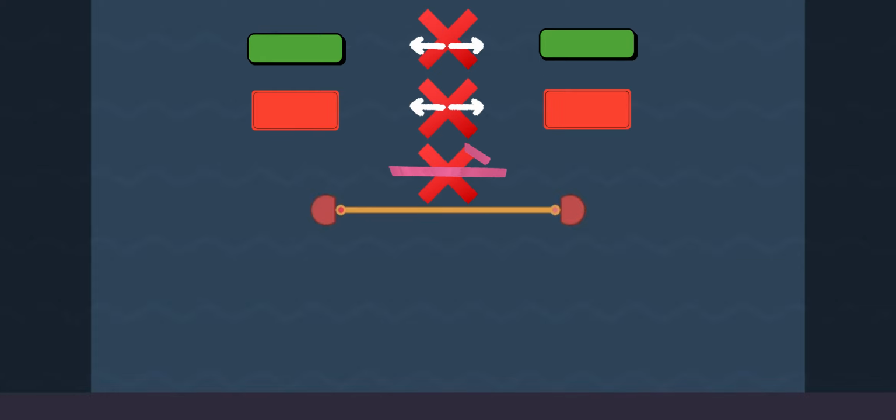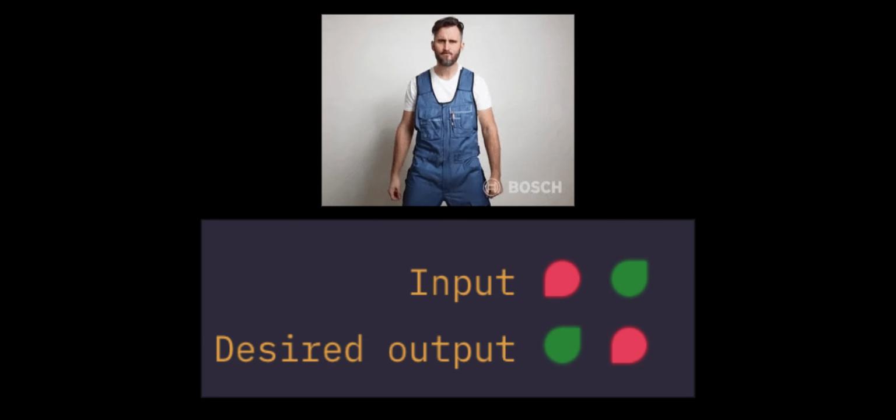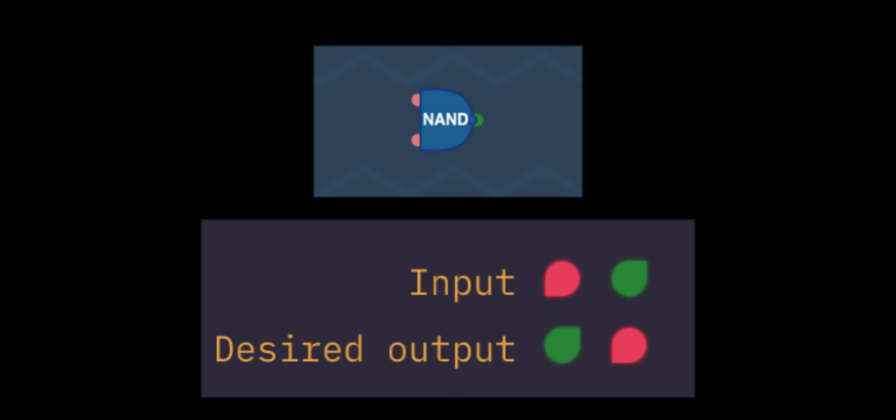But what if we don't want the same signal at the output? What if we want the opposite? To make that possible, we need something more than just a wire. And that's exactly what level 2 introduces, the NAND gate.